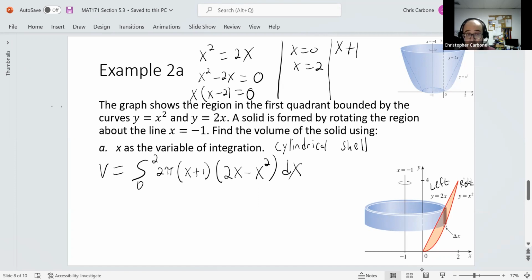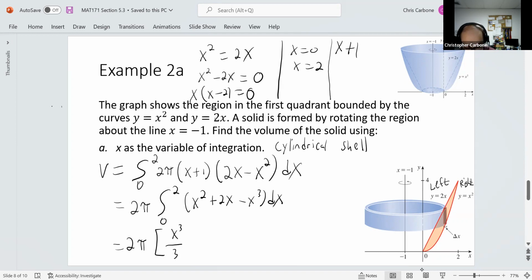And we would normally subtract those to find the area between them. And this is being done with respect to x. So we can take out the 2 pi times the integral from 0 to 2 of, we can multiply the x plus 1 and the 2x minus x squared to make x squared plus 2x minus x cubed dx. So integrating this gives us 2 pi times, this will be x cubed over 3 plus x squared minus x to the 4th divided by 4. Evaluate between 0 and 2. If you put in 0 for x, you just get 0 anyway. So putting 2's into all those x's and evaluating, we would get, in terms of pi, 16 pi over 3.